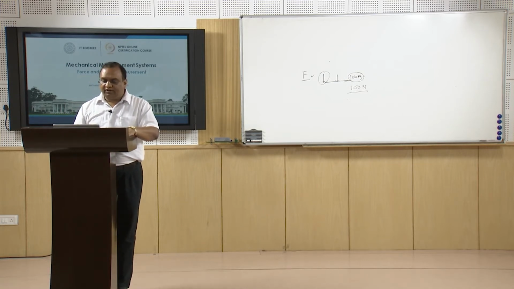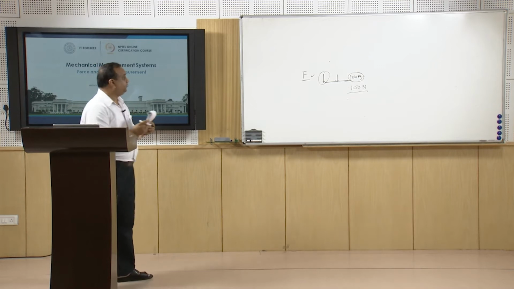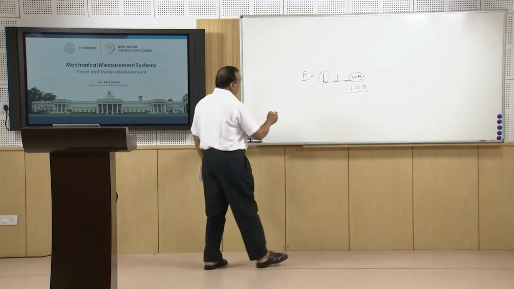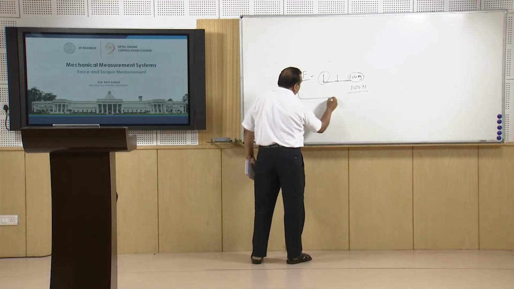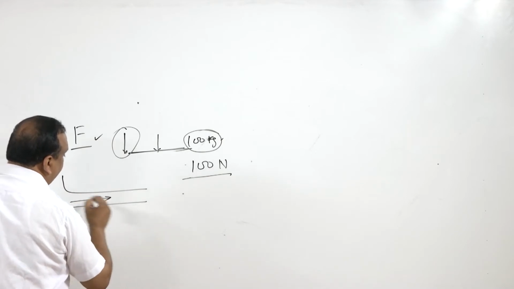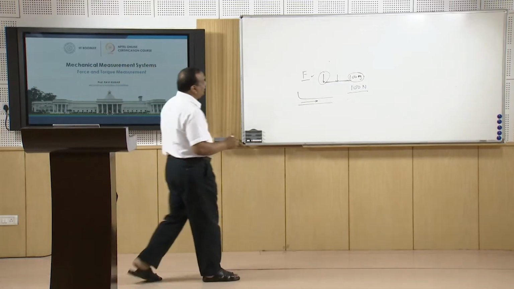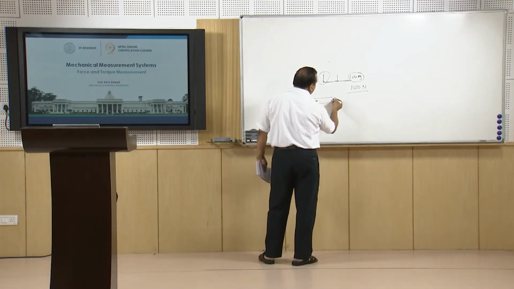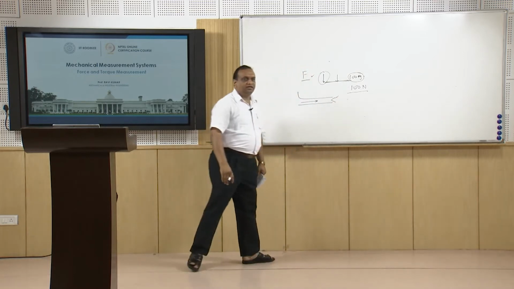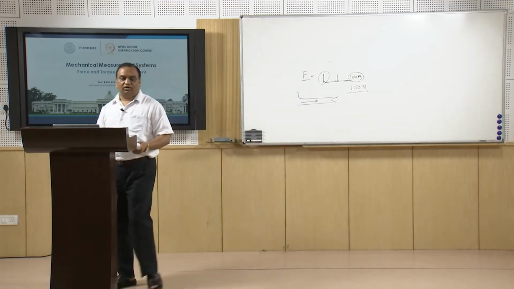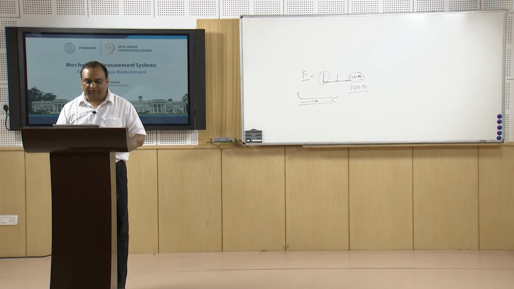Another is transmission of force through a fluid, in the form of pressure. The force is converted into pressure, and this fluid pressure is exerted on a primary sensing element. So that is another way of measuring the force.